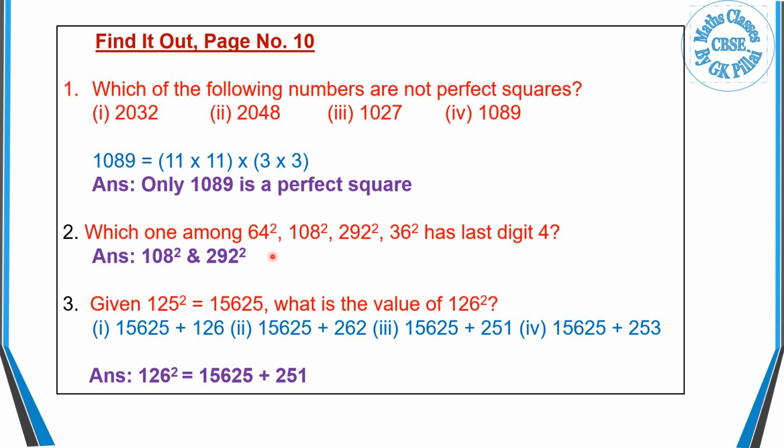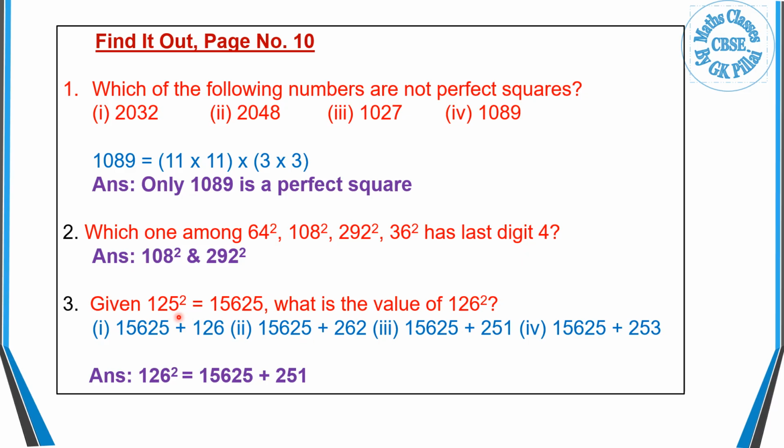Which one among 64 squared, 108 squared and these two has last digit 4? Here 8 into 8 is 64, so 4 will be there in the units place, and 2 into 2 is 4. So only these two numbers will have the last digit 4.